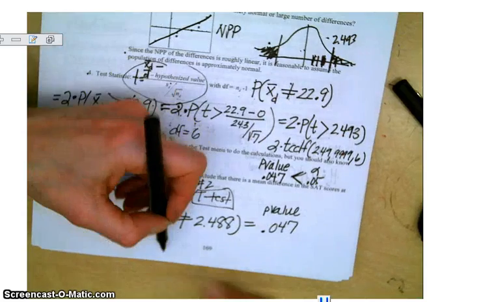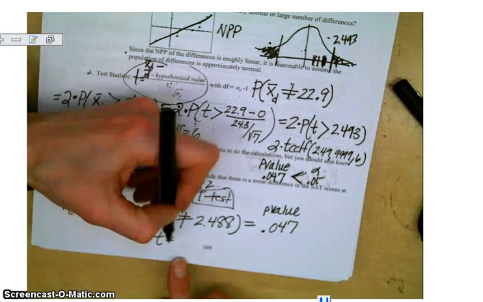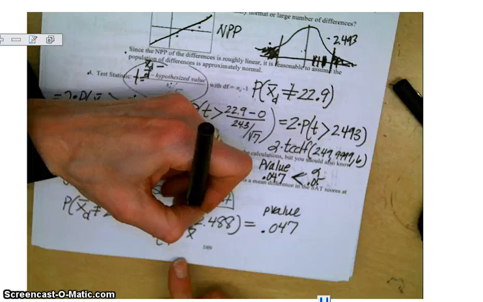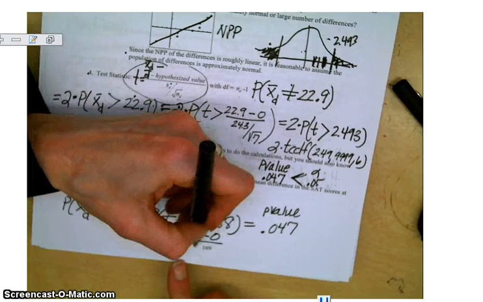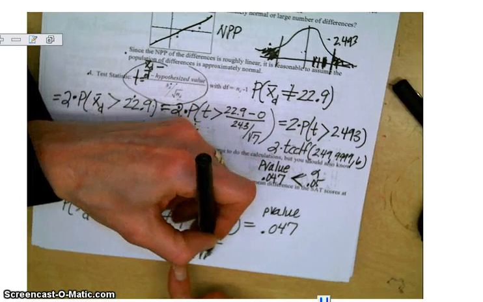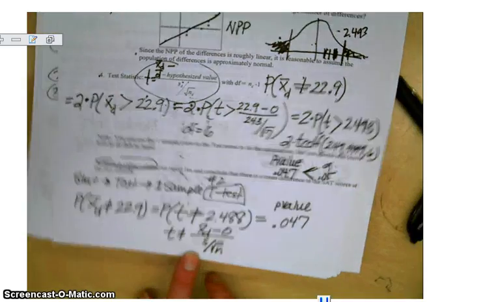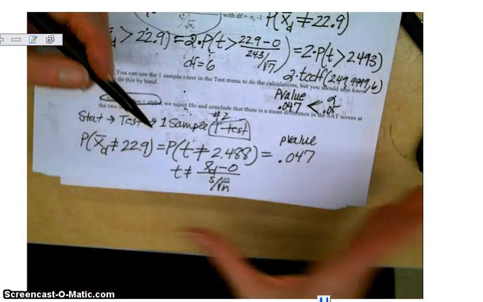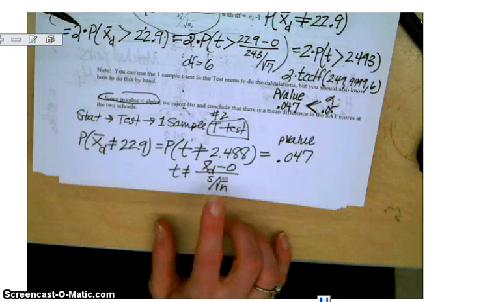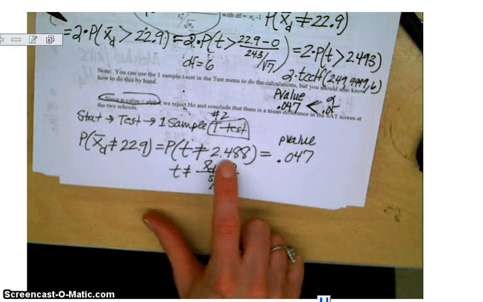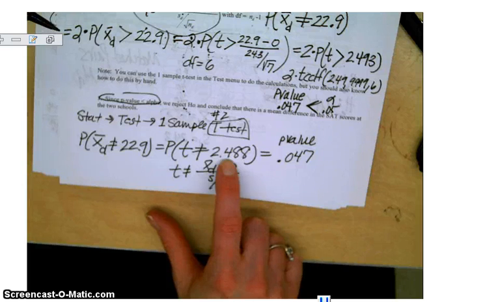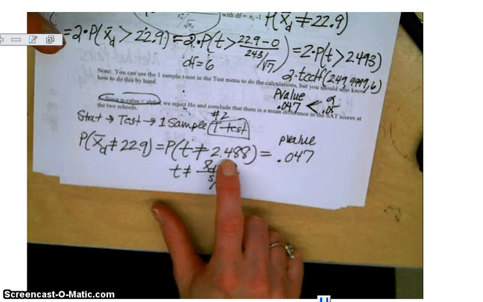Now somewhere you have to write the formula. So t is equal to the mean difference minus 0 over s over the square root of n. You have to put that formula somewhere, whether it's off to the side or in the process. That's the formula that was used to calculate this. If you're not writing formulas down when you're answering the questions, you're not going to get points.